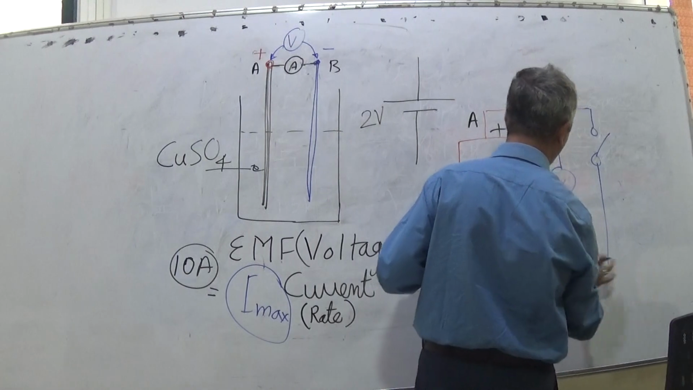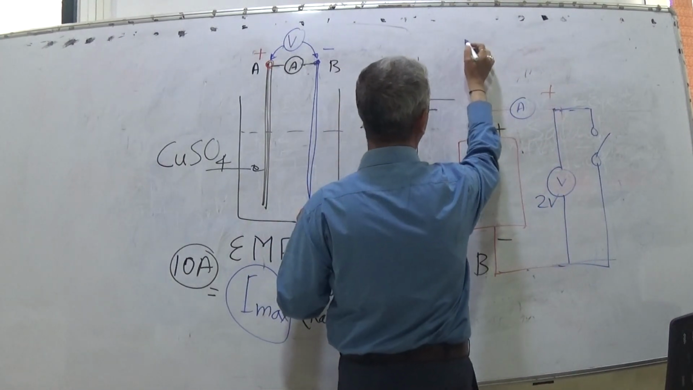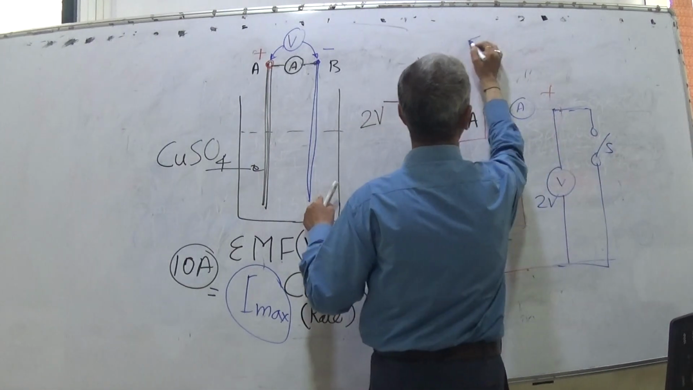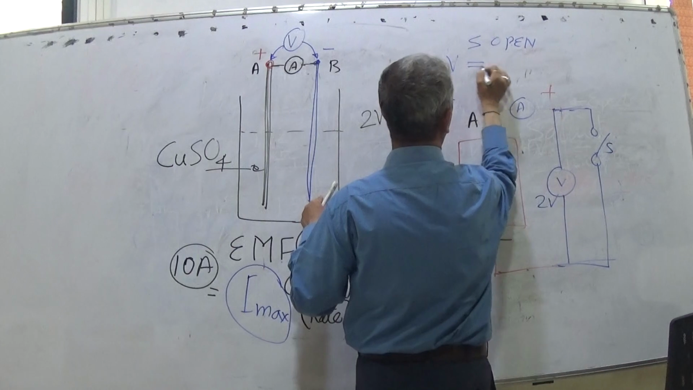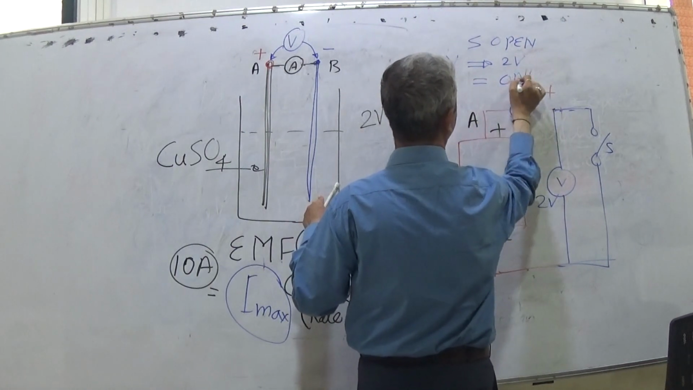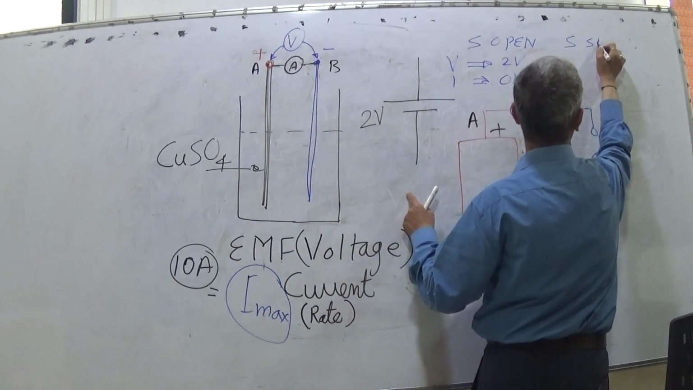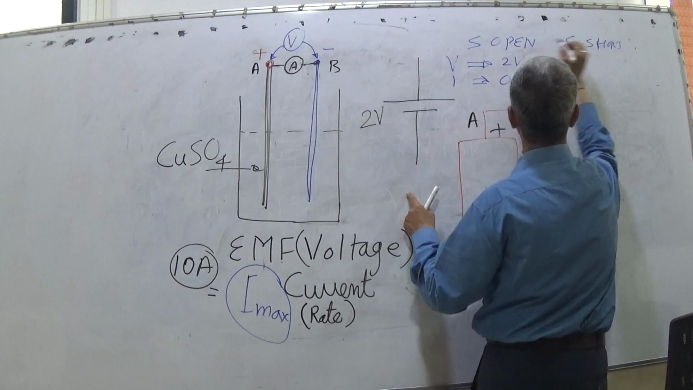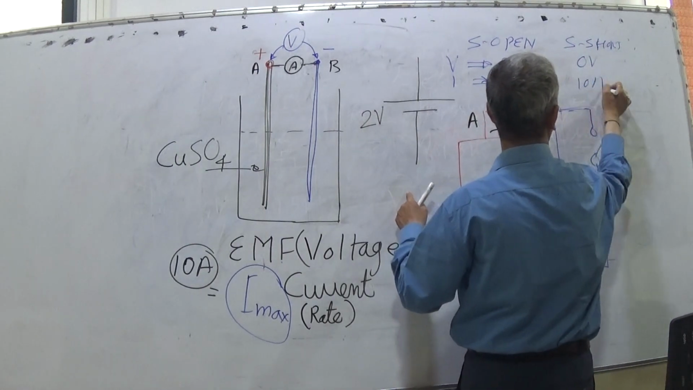When the switch is open, the open circuit voltage is 2 volts. When switch S is open, voltage is 2 volts, current is 0 amperes. And when S is shorted, voltage is 0 volts, current is 10 amperes.